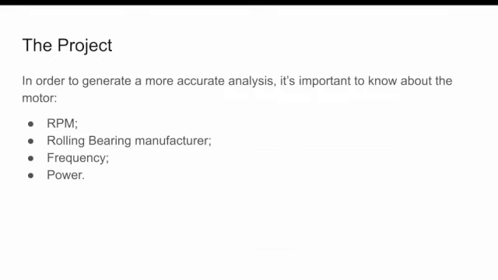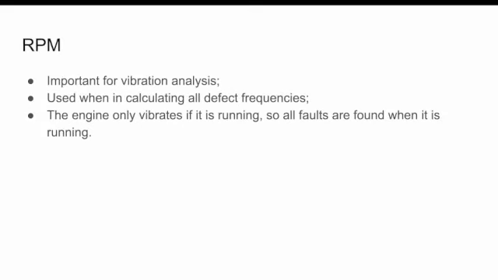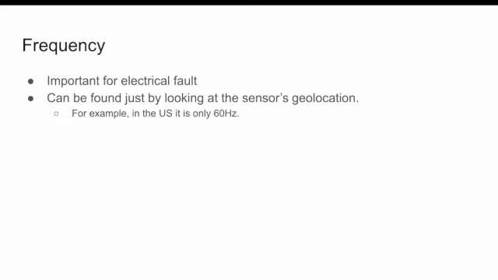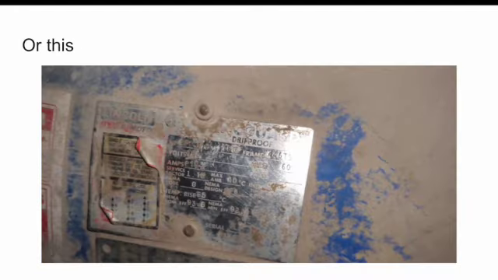So what is my project? In order to generate a more accurate analysis, it's very important to know about the motor RPM, its rolling bearing manufacturer, frequency, and power. Why? Because the failure frequency formula is given as a function of the rotation, the nominal diameter of the rolling bearing, the contact angle, and the number of rolling elements. And the RPM is also very important, and frequency, mainly because it could be an electrical fault, and power. So this is an example of my data. It can also be as bad as this one.